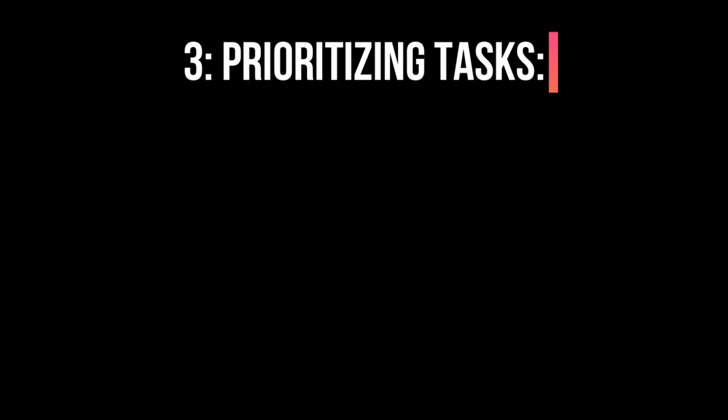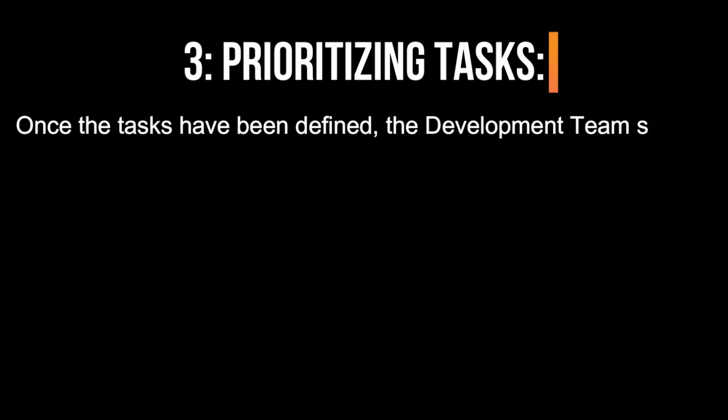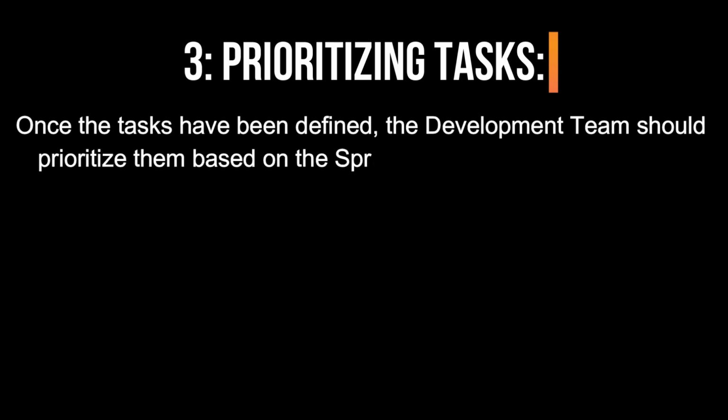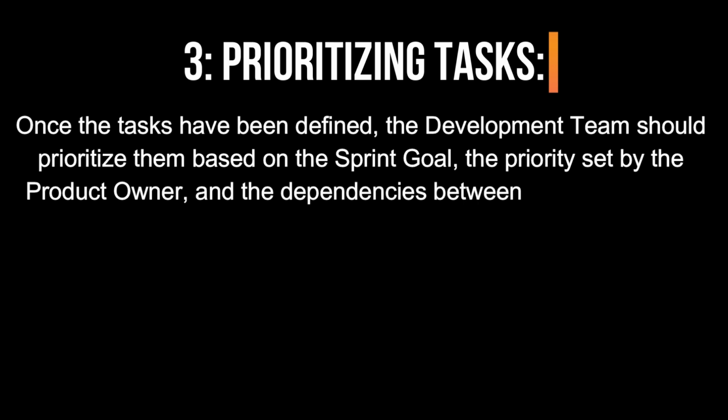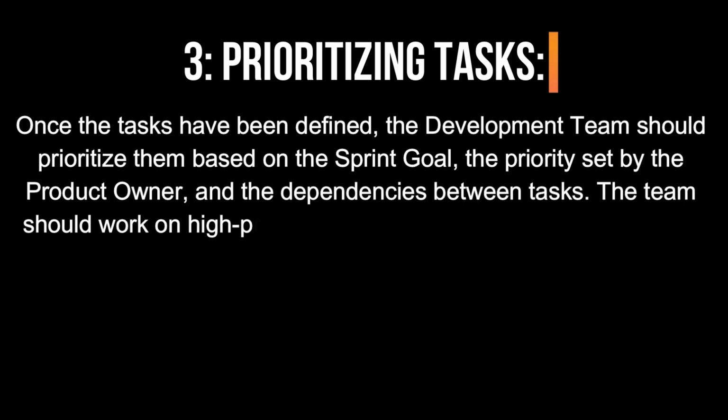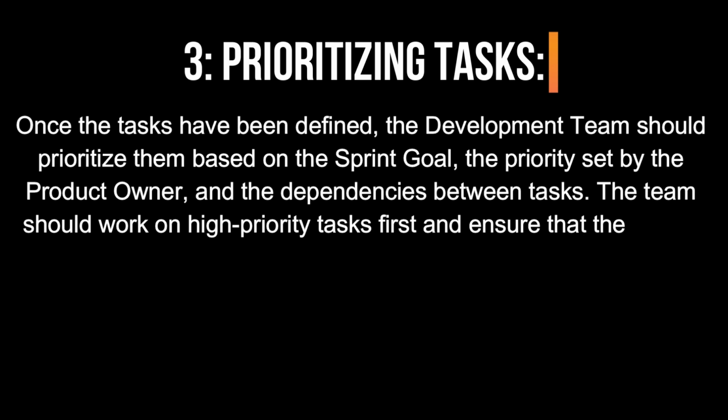3. Prioritizing tasks. Once the tasks have been defined, the development team should prioritize them based on the sprint goal, the priority set by the product owner, and the dependencies between tasks. The team should work on high-priority tasks first and ensure that the critical path is being followed.